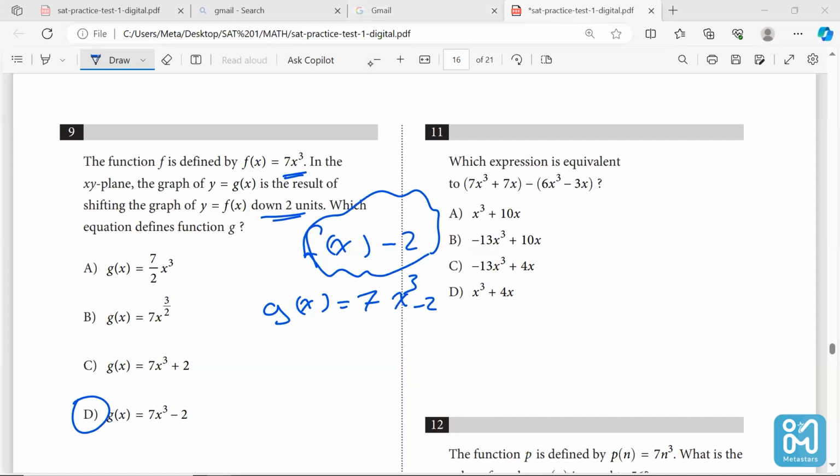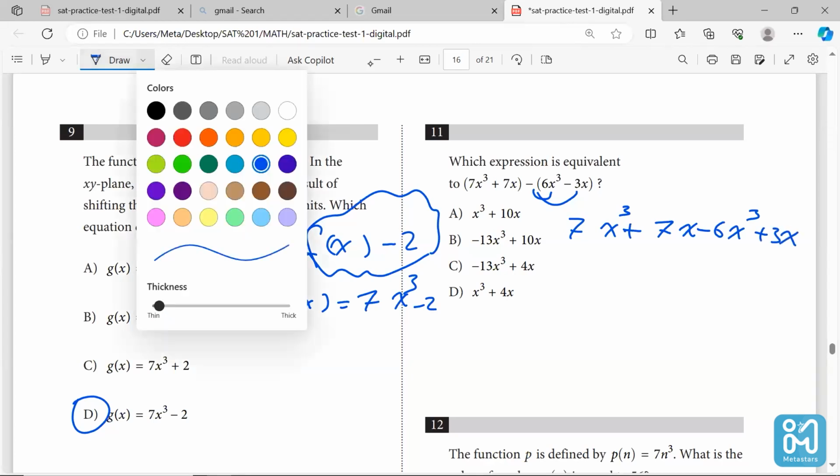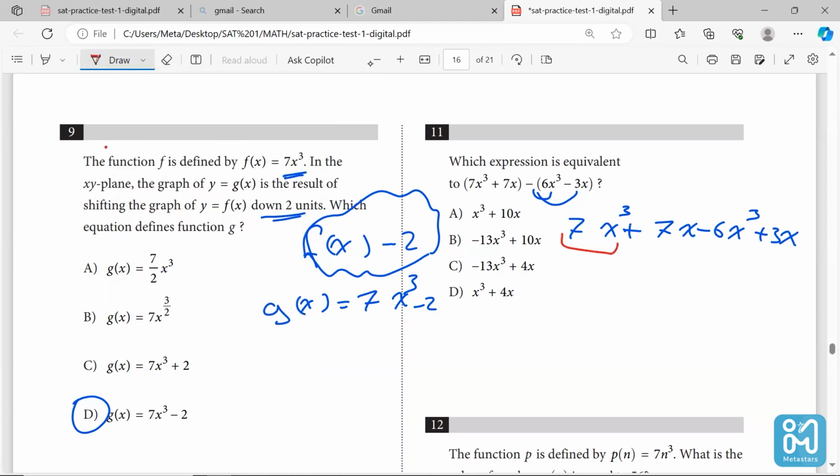Here, in this question, I will expand the negative here and here. So I have 7x cubed plus 7x. When I expand, minus times this is going to be minus 6x cubed, and minus times minus is going to be positive 3x. Now let's do this one. 7x cubed minus 6x cubed gives us x cubed. 7x plus 3x is going to be 10x. So my answer is going to be A. Good. Any question about 11?